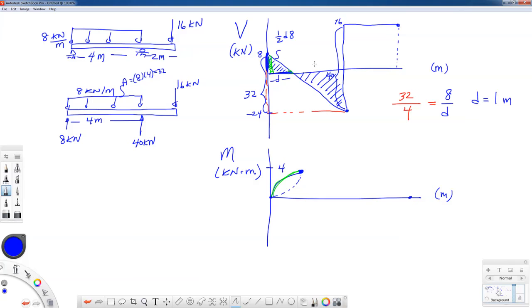If I know that this is 1 meter, then because the whole distance is 4 meters, I know this is 3, and the area of this triangle is going to be 1/2 the base times the height, which is 24. Let's see, that's going to be 36. So I'm going to decrease by 36 since this area is down here. So I'm at 4. Now I'm going to decrease down to minus 32.